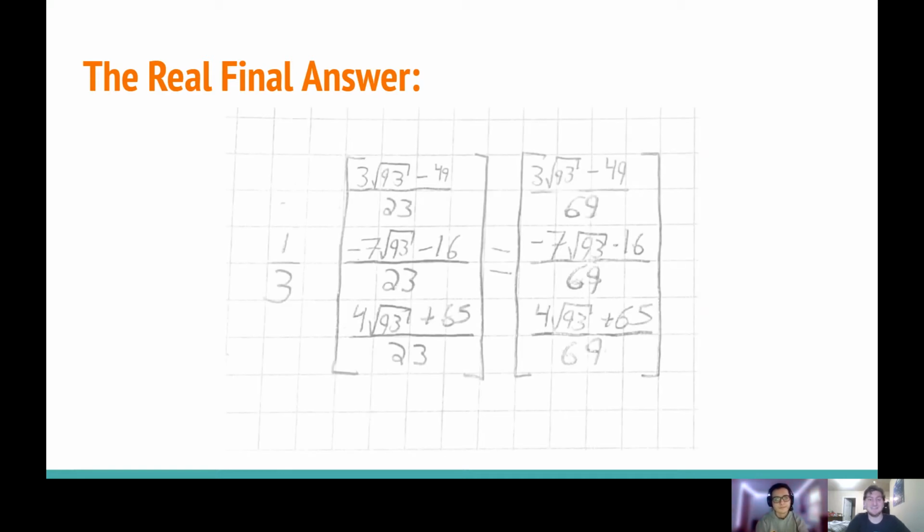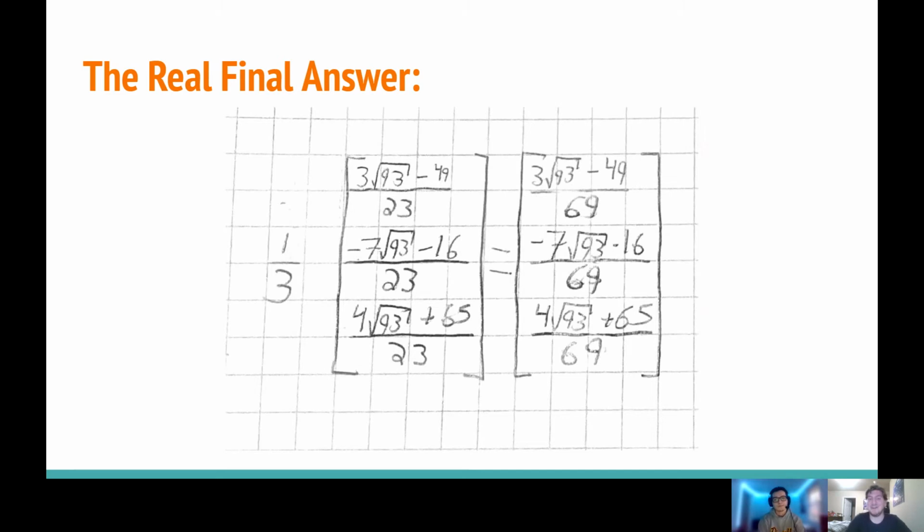So our real final answer is this: 3 root 93 minus 49 over 69, negative 7 root 93 minus 16 over 69, and 4 root 93 plus 65 over 69. Beautiful math, beautiful math. So that was a great problem we just solved a moment ago.